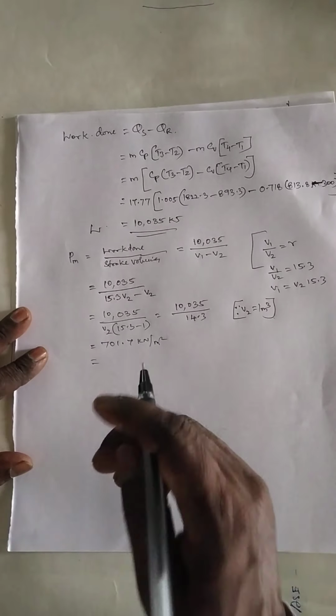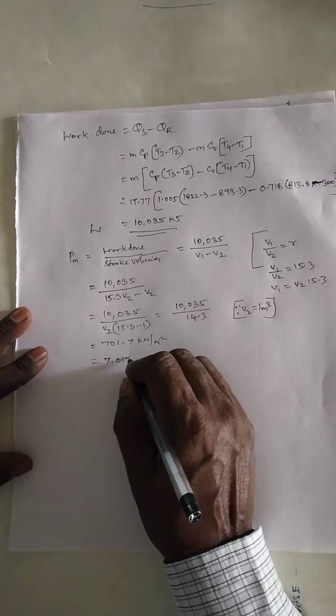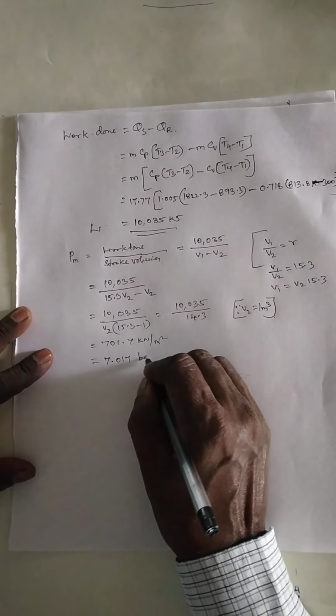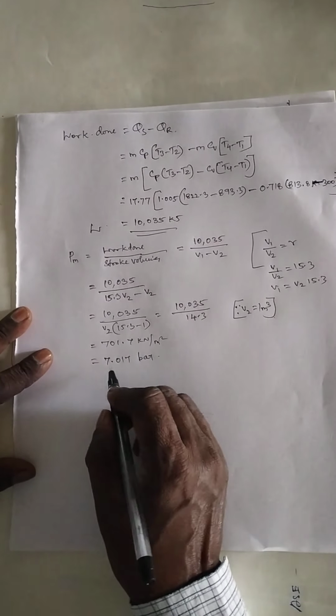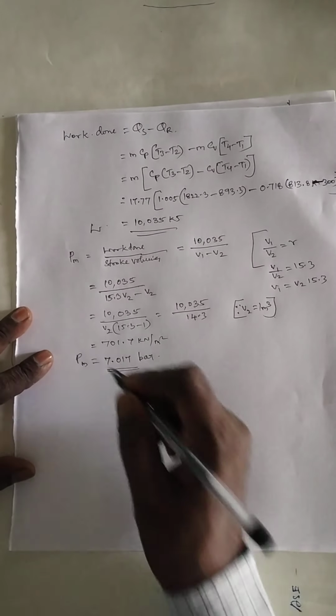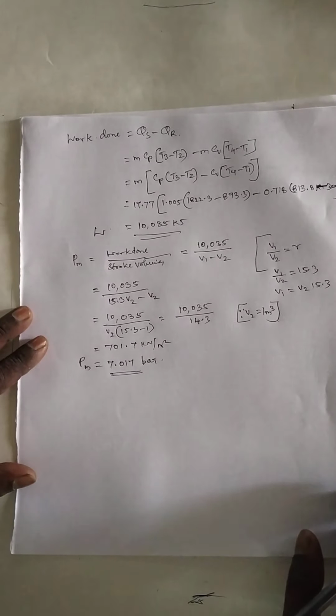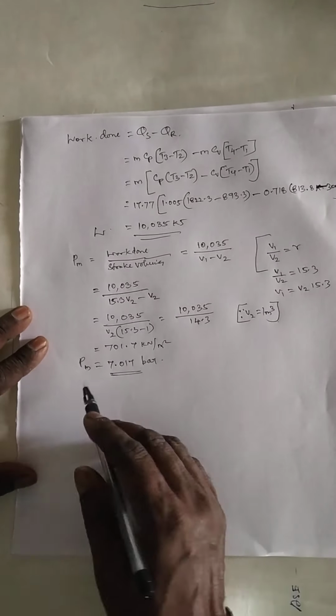So if we divide this by 100, we will be getting 7.017 bar. Okay, so converting that into bar, the mean effective pressure is 7 bar. So that is the second thing asked, the mean effective pressure, which we have found out.